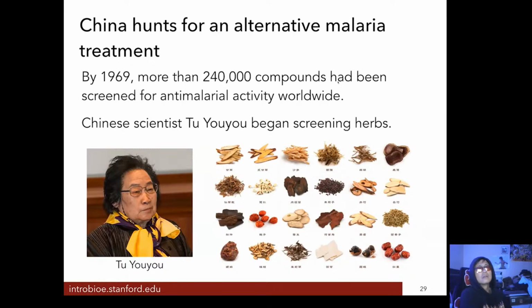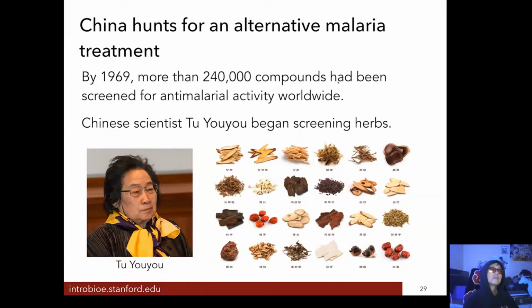But this Chinese scientist, Tu Youyou, begins screening Chinese herbs, remedies that have been used for a long time in China to treat different ailments, but have not been tested by Western scientists against malaria as a potential treatment.